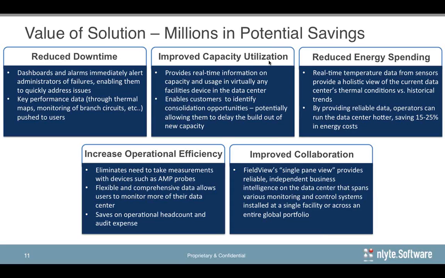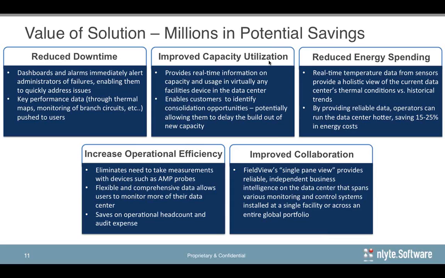Improved capacity utilization. Again, power, cooling, and space data is real time, bypassing that need to have someone go get the data, right? So it's there, available for you, ready to go. And most importantly, it shows used versus available capacity. And again, we're going to cover some of that in the case study coming up on the next slide.